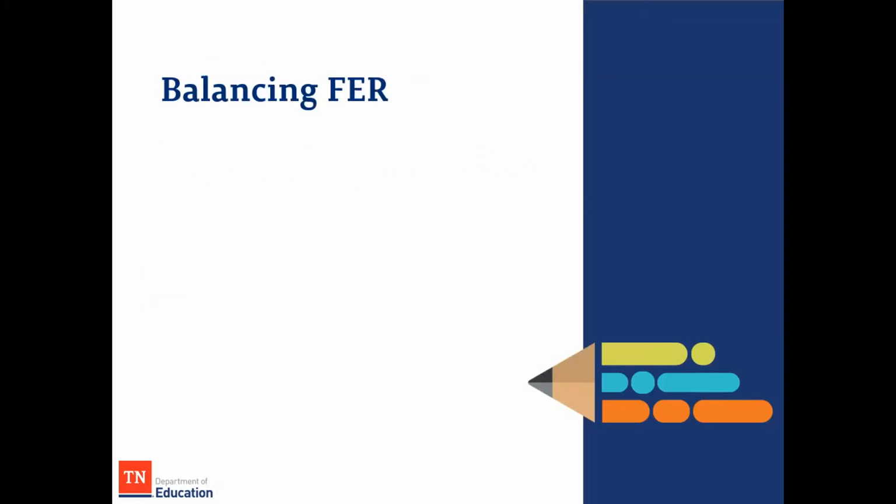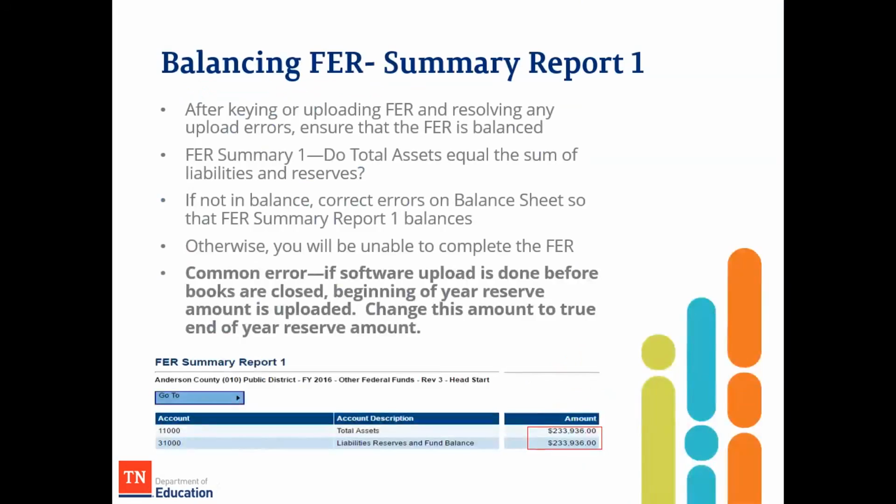Okay, now we're going to move on to balancing our final expenditure report. We're going to go over the Summary Report 1. After keying or uploading your final expenditure report and resolving any upload errors, ensure that your FER is balanced. And what FER Summary 1 is asking you is, do total assets equal the sum of liabilities and reserves?